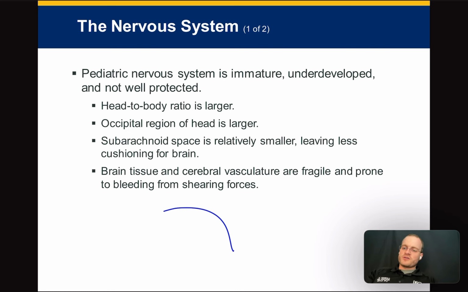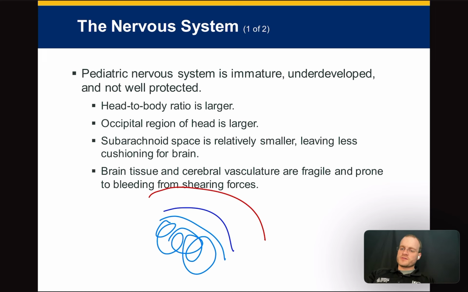Remember, if this is the skull, this is the dura mater, and here's the brain. This is the subarachnoid space right here, the subdural subarachnoid space. What I'm saying is the baby's brain is not as big as their skull when they're first born. So what you have to worry about is that it's not as cushioned.